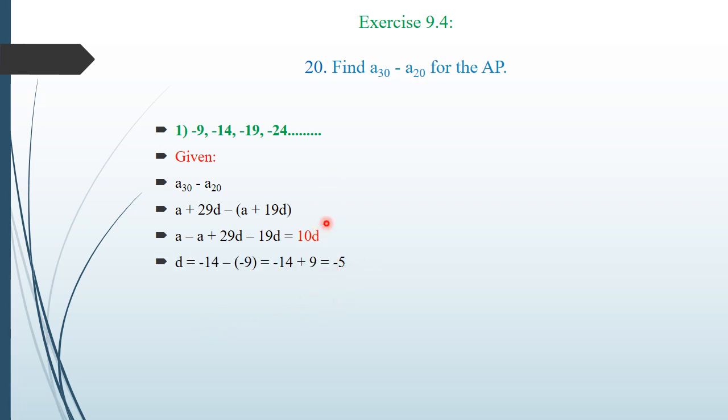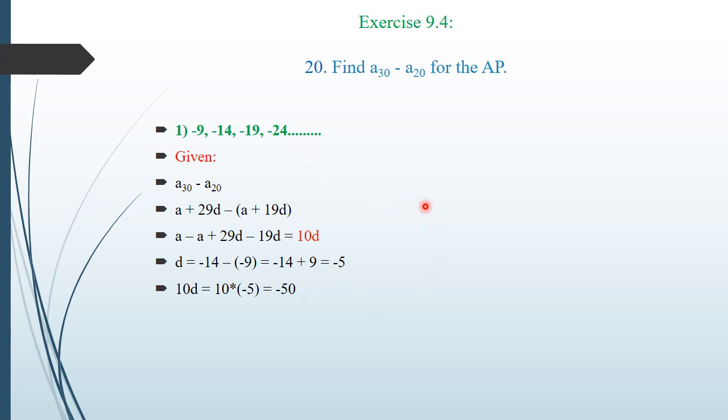Therefore d I can calculate easily using this arithmetic progression, that is a2 minus a1. Minus 14 minus of minus 9. Therefore minus 14 plus 9 is going to be equal to minus 5. Therefore the common difference of this AP is going to be equal to minus 5 here. Or I can write it as 10d is equal to 10 into minus 5, that is minus 50. Therefore a30 minus a20 for this particular AP is going to be equal to minus 50.